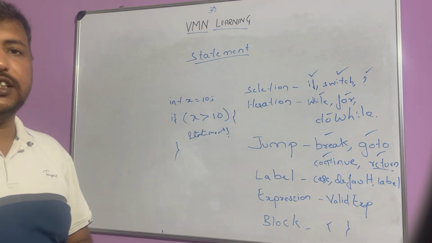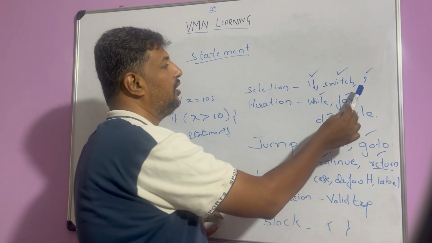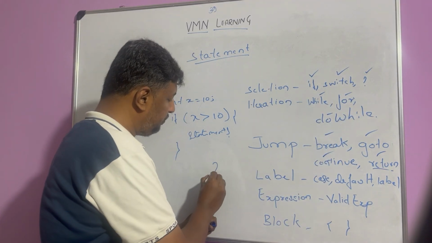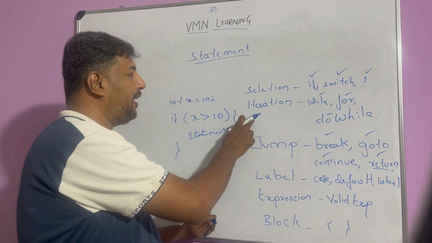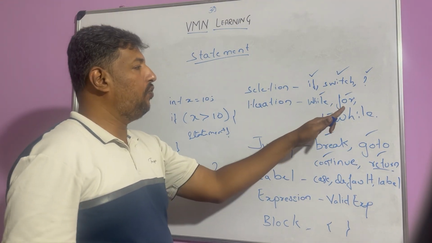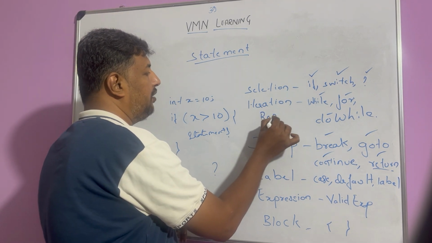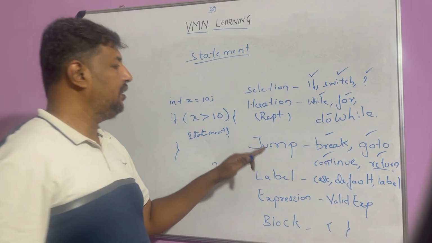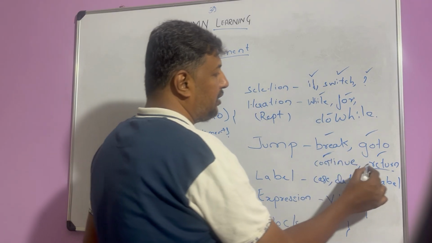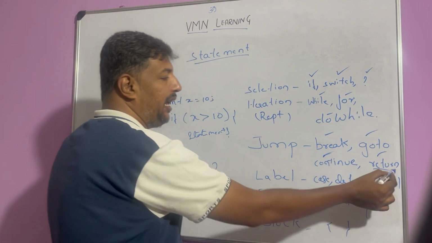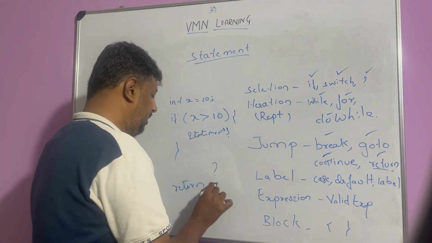This is the first, selection statements. Selection statements are nothing but if, switch, and the ternary operator. Question mark is a ternary operator. We'll study about that. Then we have iterations: while, for, do while, nothing but repetition, right? Repeat. Jump statements go from one place to another place. We have break, goto, continue, and return. Return, you always use return. Remember in your programs, return 0 at the end.